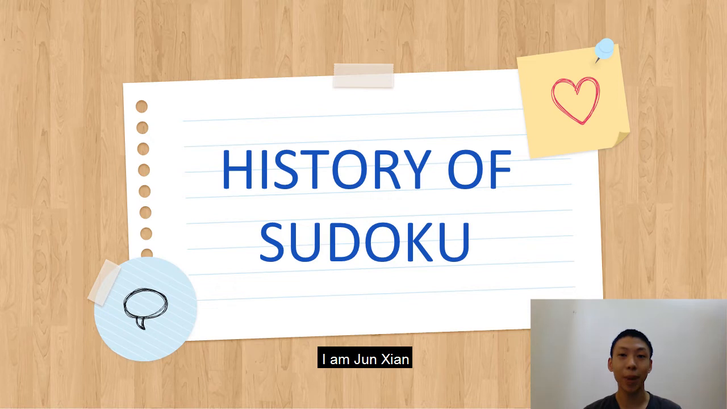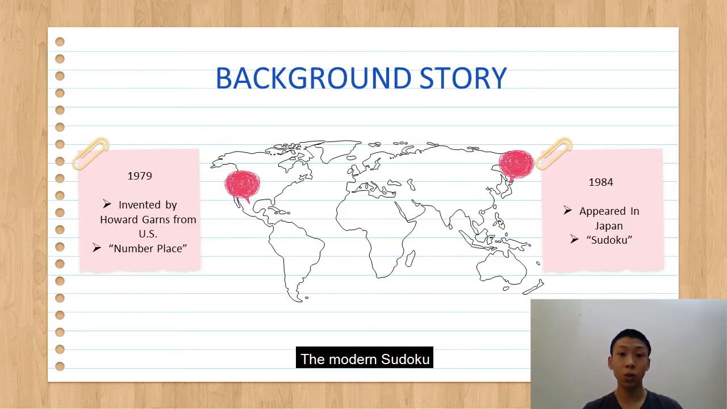I am Jixian. I am going to talk about the history of Sudoku. The modern Sudoku was invented by Howard Garns, a 74 years old freelance puzzle inventor from the United States in 1979. Back then, the puzzle was known as Number Place. The game then appeared in Japan in 1984 and the name Sudoku was given.